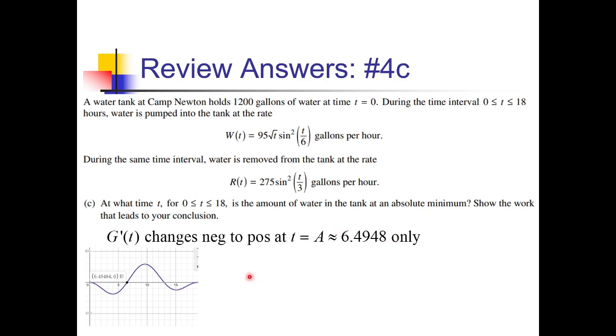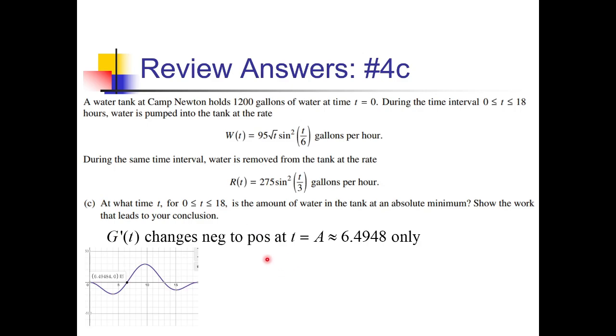So because I have multiple critical values, we have this other critical value right here on the graph. That means that to find my absolute min, I need to use the candidates test. I have no choice because there's more than one critical value. So we're going to plug in this critical value that we've already shown is a local min, and we're also going to plug in the endpoints 0 and 18. All of that into my original g function that tells me how much water I've got.